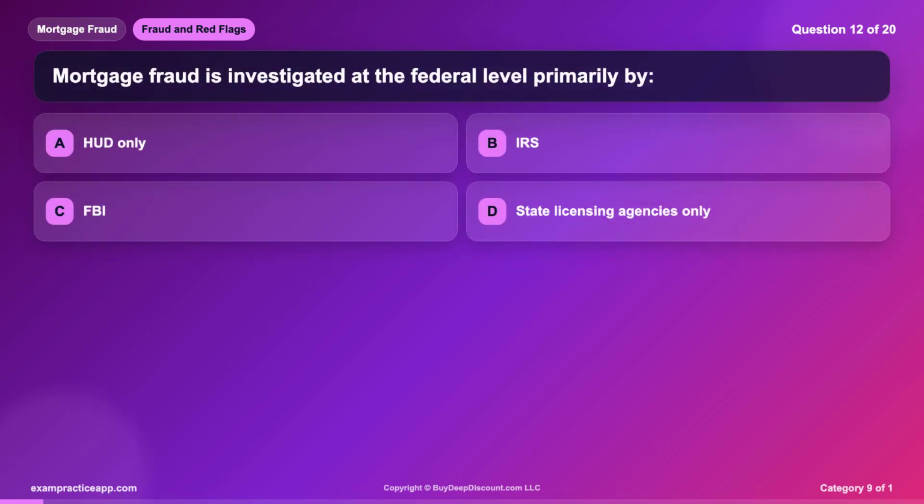Question 12. Mortgage fraud is investigated at the federal level primarily by: Option A, HUD only. Option B, IRS. Option C, FBI. Option D, state licensing agencies only. Take a moment to choose your answer. The correct answer is Option C, FBI. Explanation. The FBI investigates mortgage fraud.